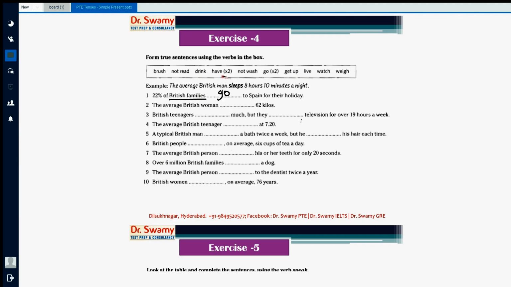We have given 2, which means that it should be used 2 times here. So the average British woman, again, this is something related to weight, so we can use weigh. Weigh is the verb.